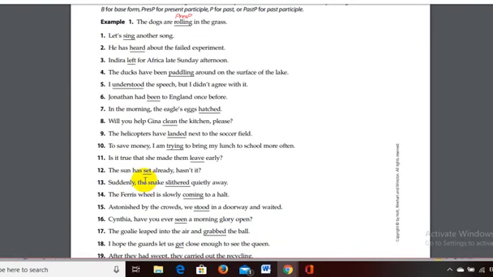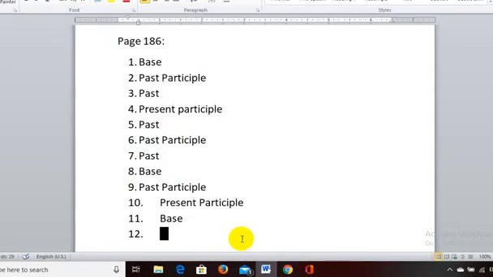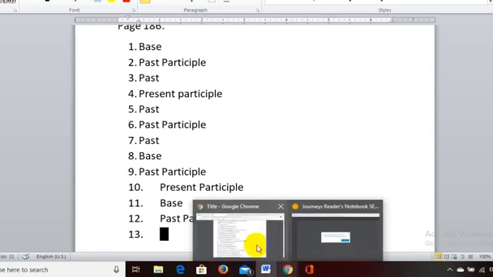Number 12. The sun has set already, hasn't it? Has set, right? So it's in which form? Yeah, the past participle form, which is just like the past form, right? But here we knew that it's the past participle because of has, right? If you have has, have, had, it's going to put it in the past participle form. Excellent. So we're going to say past participle. Great job.